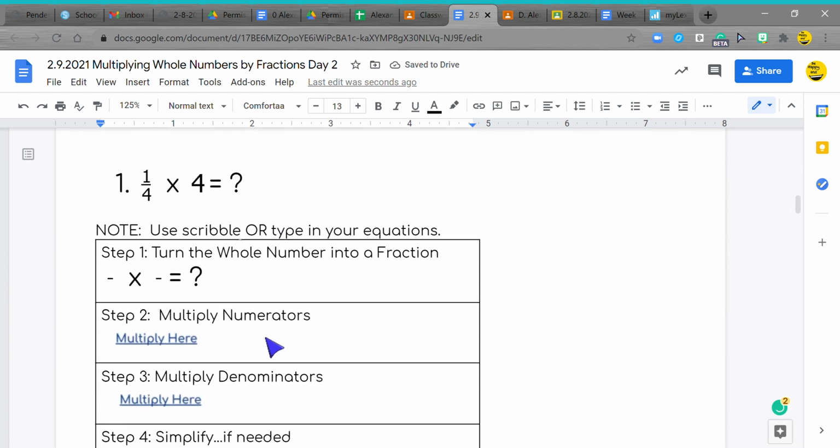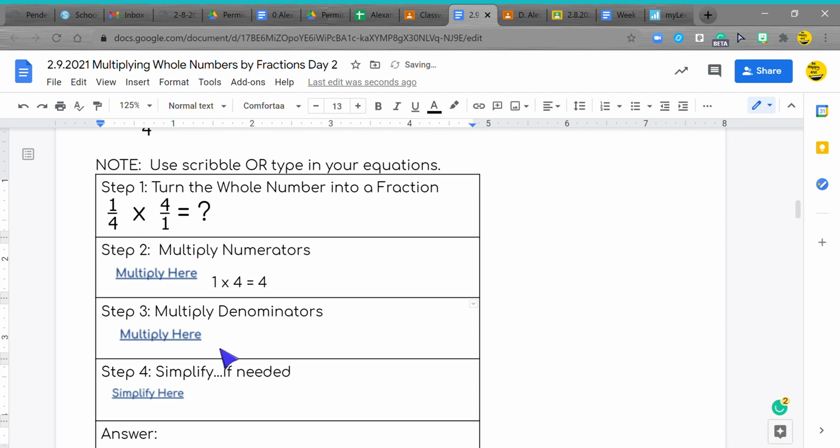So let's look at this one. I have 1/4 times 4. Now remember, we go into this neat little thing. We rewrite this one. And then I go into this one. Remember, I put it over 1 and I multiply by 4. So here I have 1 times 4 equals 4. And then here I have 4 times 1 equals 4.